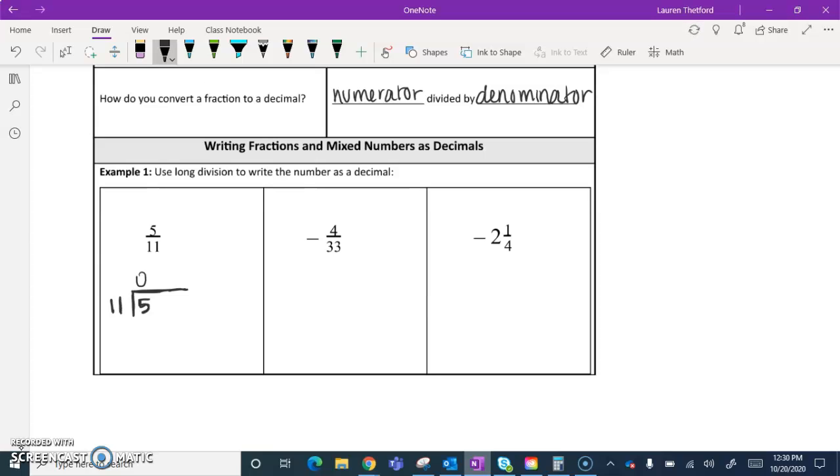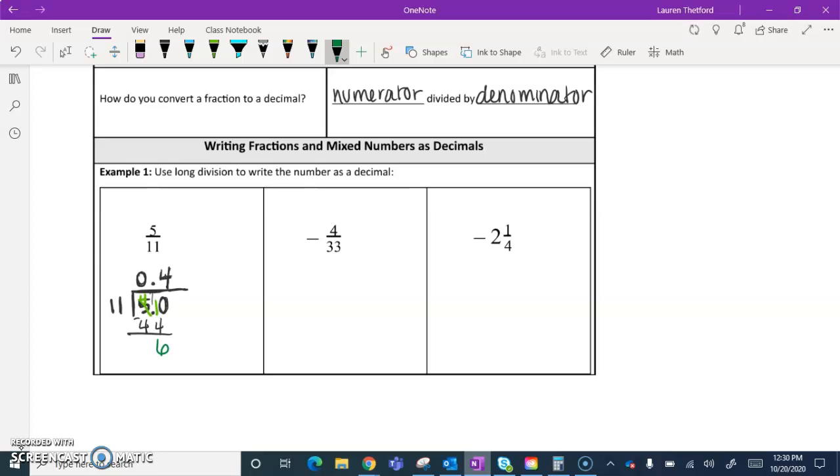11 goes into 5 0 times. 11 can't fit into 5. So we are going to add a decimal after the 5 and one right above the 5, so they literally line up together. And then we follow that with a 0. 11 goes into 50 4 times. 5 times would have been 55, and that's too big. So 4 times 11 is 44. We subtract 50 minus 44. We are going to borrow, and so we have 6.